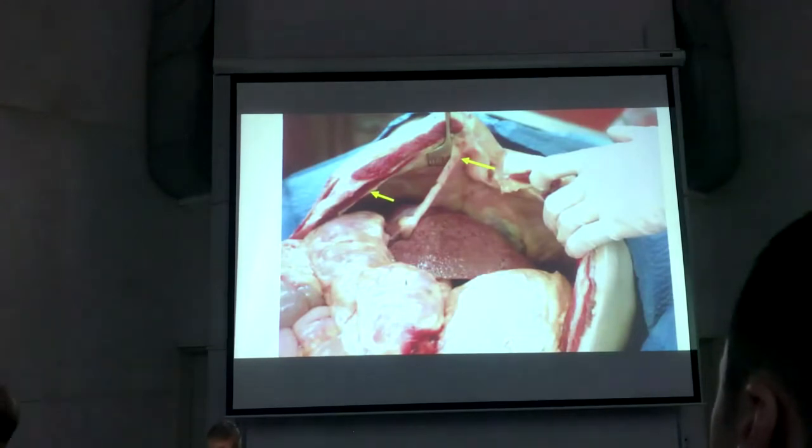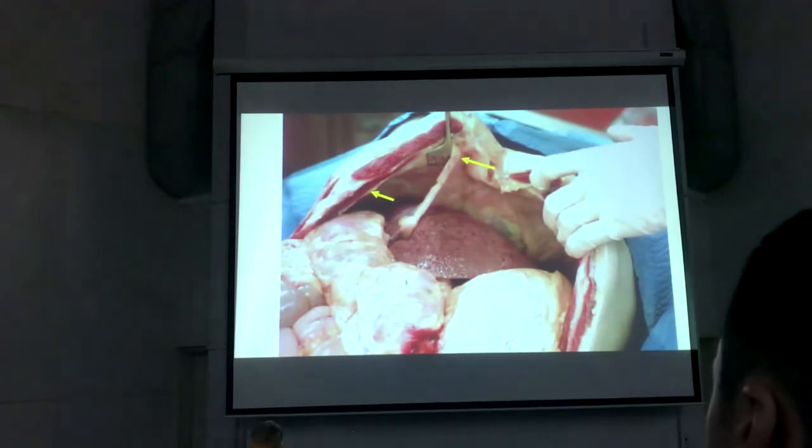This is the falciform ligament. Because when things develop in the middle, it was connected from posterior to anterior. Then things move, but that attachment stays only in the upper part of the abdomen. That's the falciform ligament.